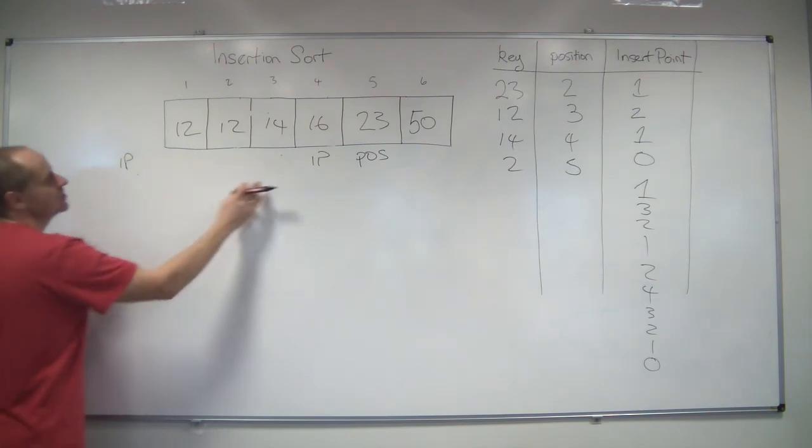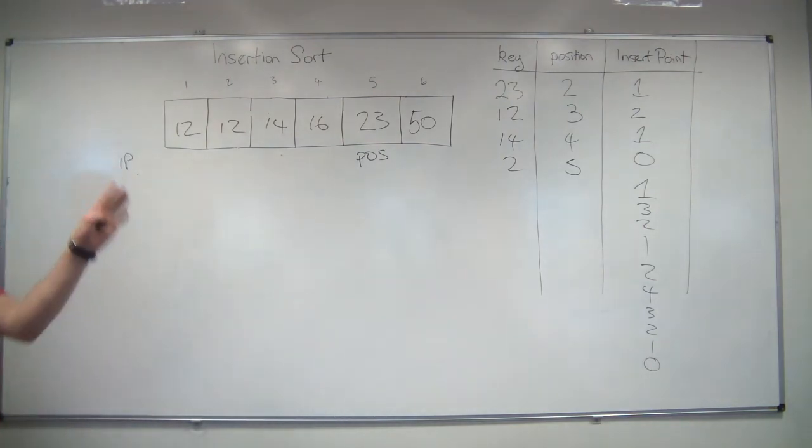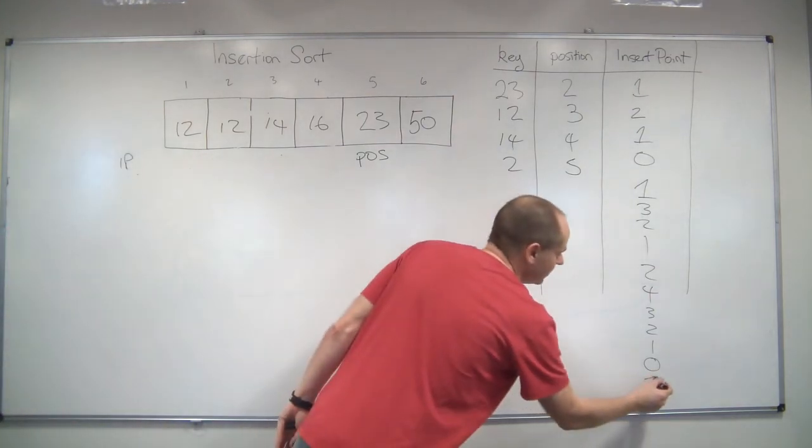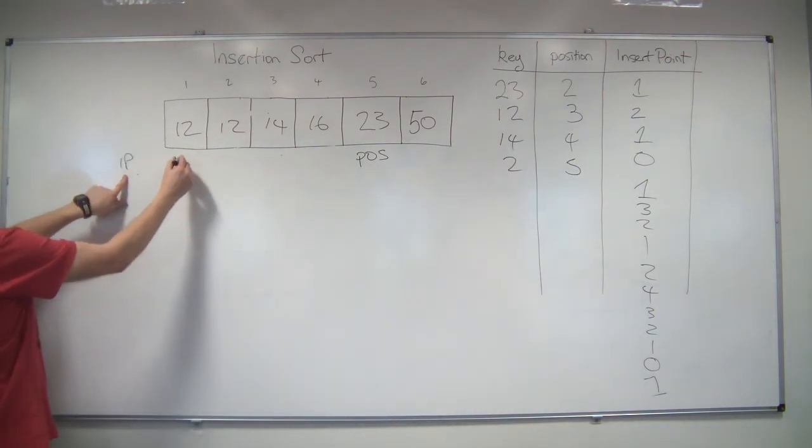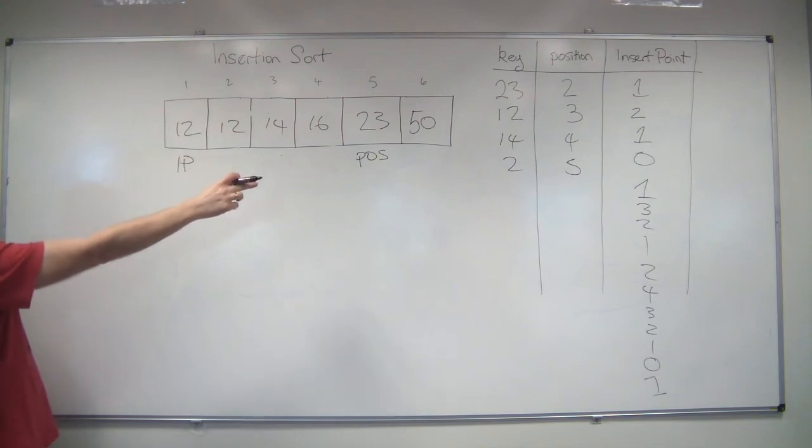Okay, and our insert position is there. So we stop because we've gone off the list. There are no numbers to check against. So add 1 to the insert position, which puts it back there. That's where we need to put our key value.